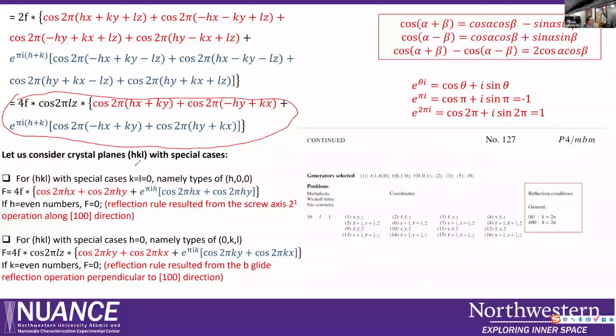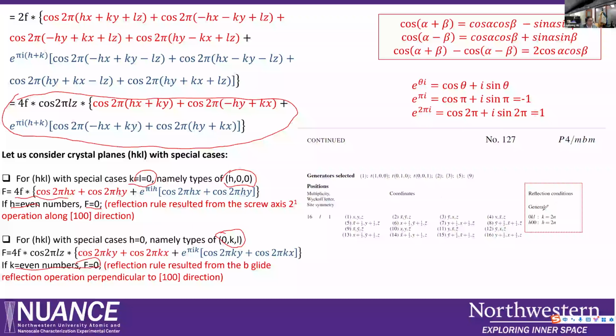And let us consider the crystal plane. For this HKL, in some special case, if K and L equal 0, then for the type H00, you get this one. If H is an even number, F is 0. That means for this space group, if your plane has the H00 form and H is an even number, F is 0. And for HKL with some special cases, for example, if you have a 0KL form, then you also have some cases where this is 0.